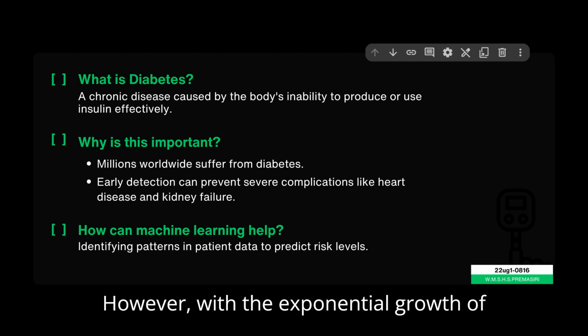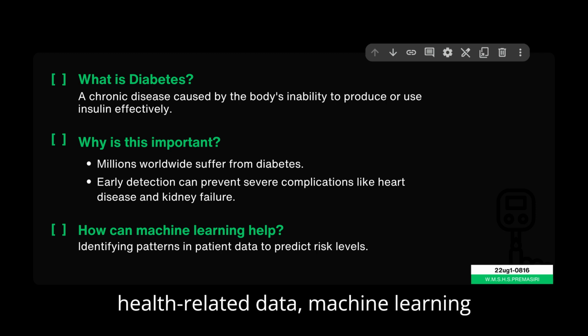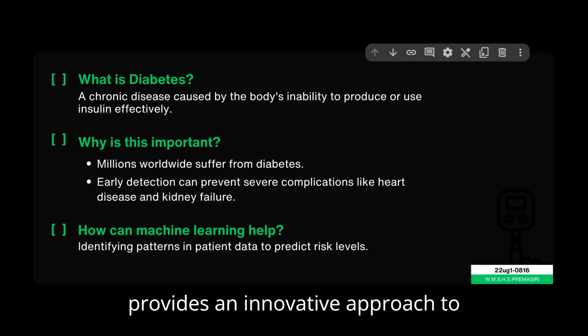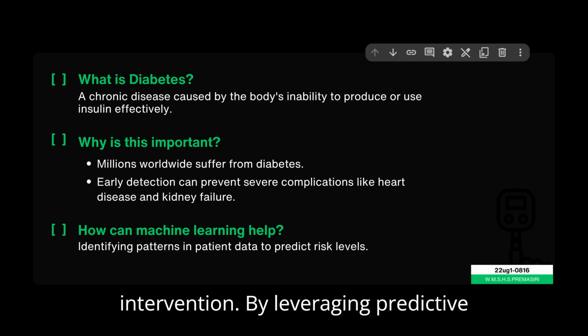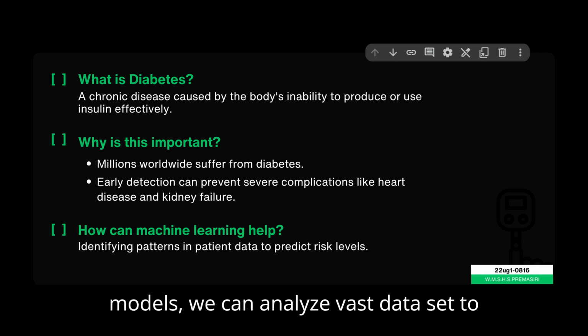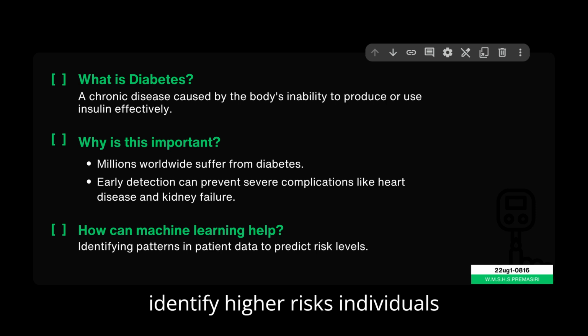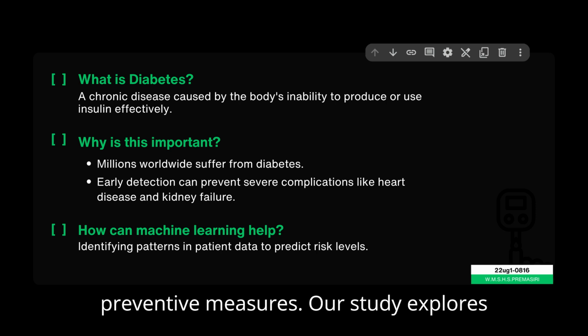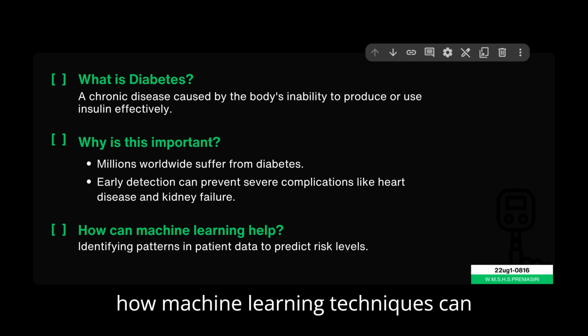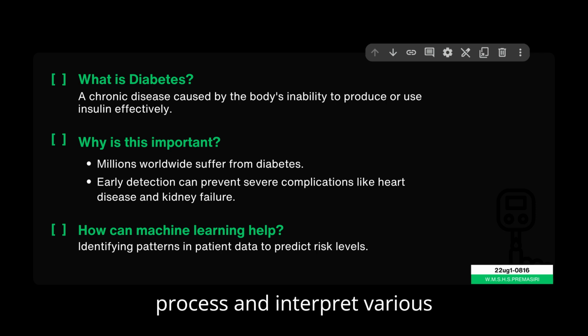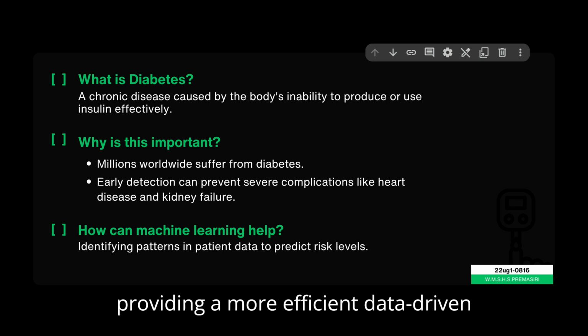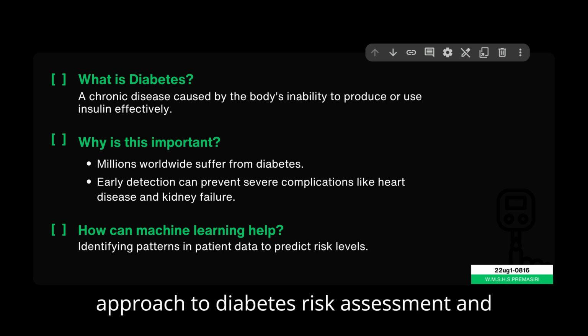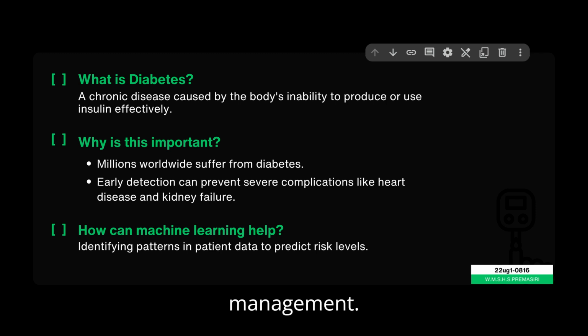However, with the exponential growth of health related data, machine learning provides an innovative approach to enhance early detection and intervention. By leveraging predictive models, we can analyze vast datasets to identify high risk individuals, enabling earlier and more effective preventive measures. Our study explores how machine learning techniques can process and interpret various health indicators such as blood glucose level, BMI, and insulin sensitivity, ultimately providing a more efficient data driven approach to diabetes risk assessment and management.